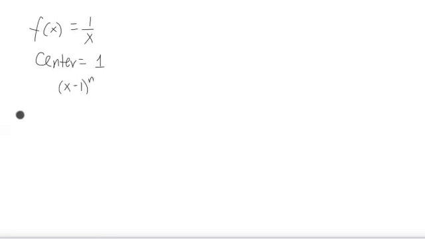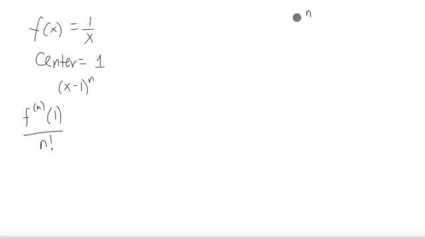Okay, we're going to use the idea that the coefficients can be determined or found using this idea of taking the nth derivative, plugging in the center value, and dividing by n factorial. All right, so let's get started with that. We need to come up with a pattern for the nth derivatives with plugging 1 in. So let's take a look at our derivatives of 1 over x.